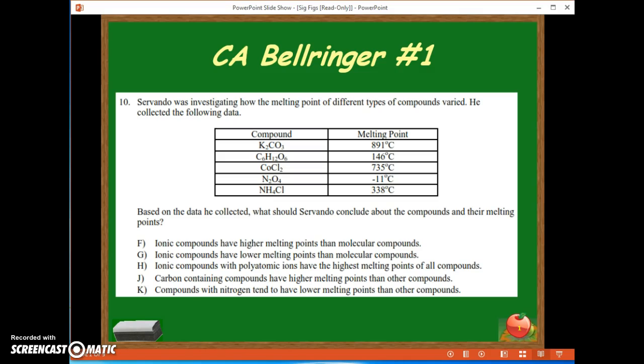Obviously this is a really long question, so I don't expect you to write down the whole thing, but make sure that your question space on your bell ringer has at least the data chart. Alright, I'll give you guys about 3 minutes to work on this bell ringer, and then we'll discuss it.